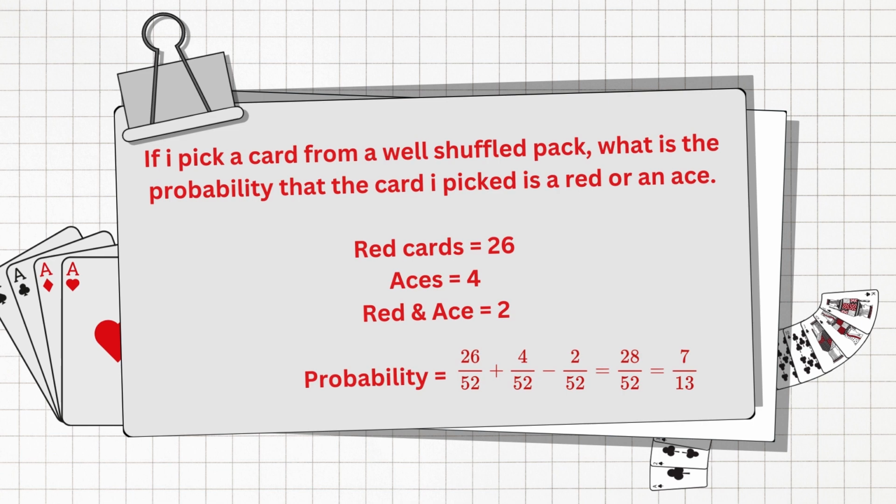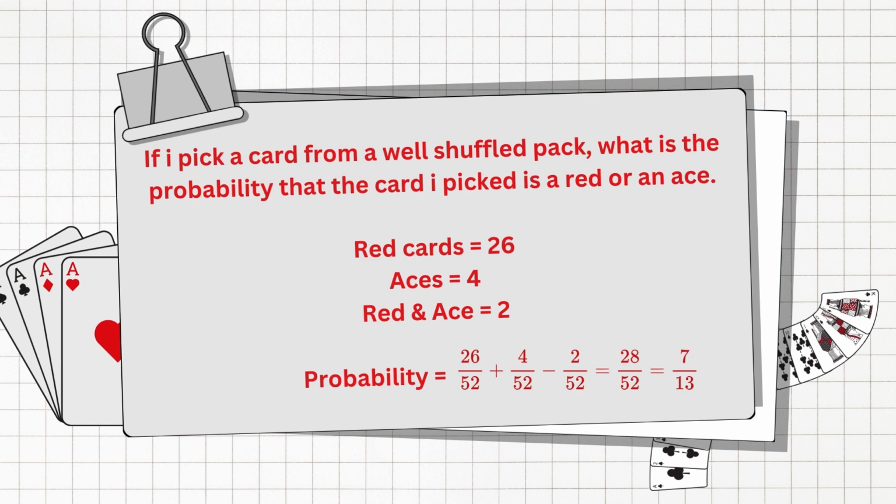And it reads, if I pick a card from a well-shuffled pack, what is the probability that the card I picked is a red or an ace? Now, a pack of cards has 52 cards. It has 26 red cards and 26 black cards. So the probability of picking a red card will be 26 over 52. Also in the same pack of cards, we have 4 aces. The probability of picking an ace therefore will be 4 over 52.